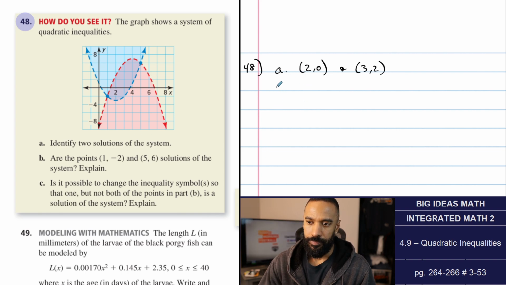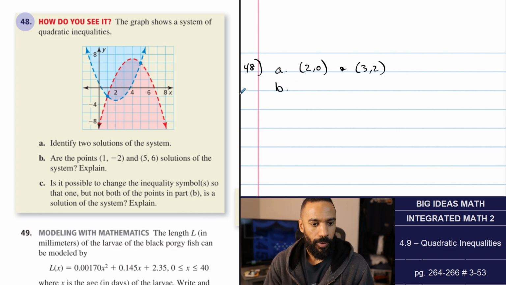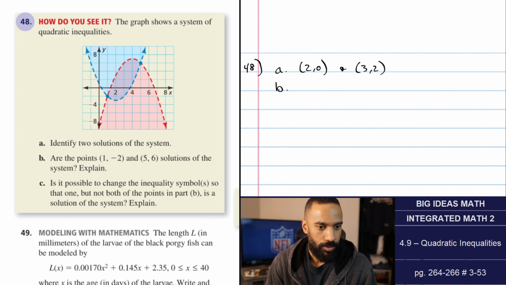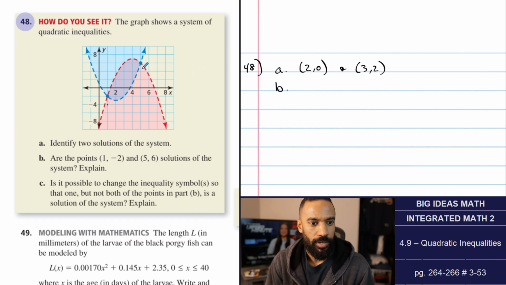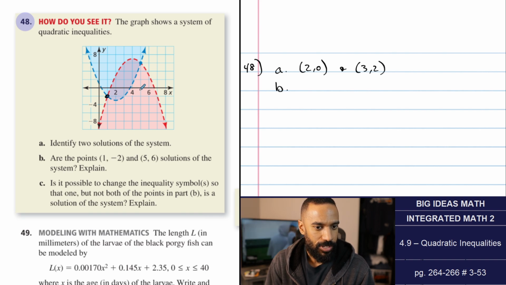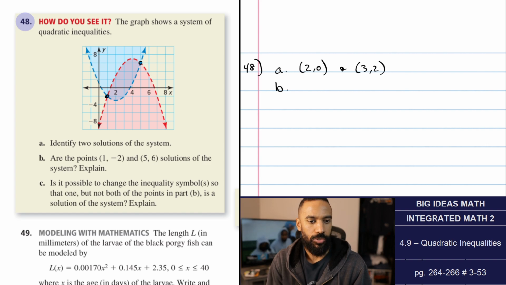Part B. Are points (1, -2)... Oh, these are going by 2's on y. That's tricky. Does (3, 2) still work? Where's (3, 2)? Yes, it does. All right, here's (2, 0). Here's (3, 2). Okay, that was a little tricky. Okay, are points (1, -2) and (5, 6)... I see what they're doing. Are they solutions of the system?